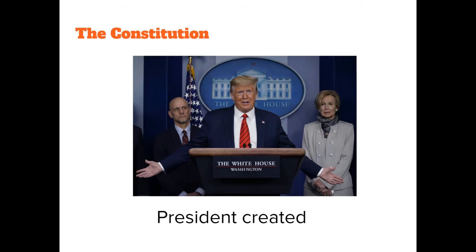This clearly changes with the Constitution. The position of a president is created. An extra branch besides the legislative branch is added, the executive branch, led by one person, a president. And essentially, his job is to enforce the laws that Congress creates.